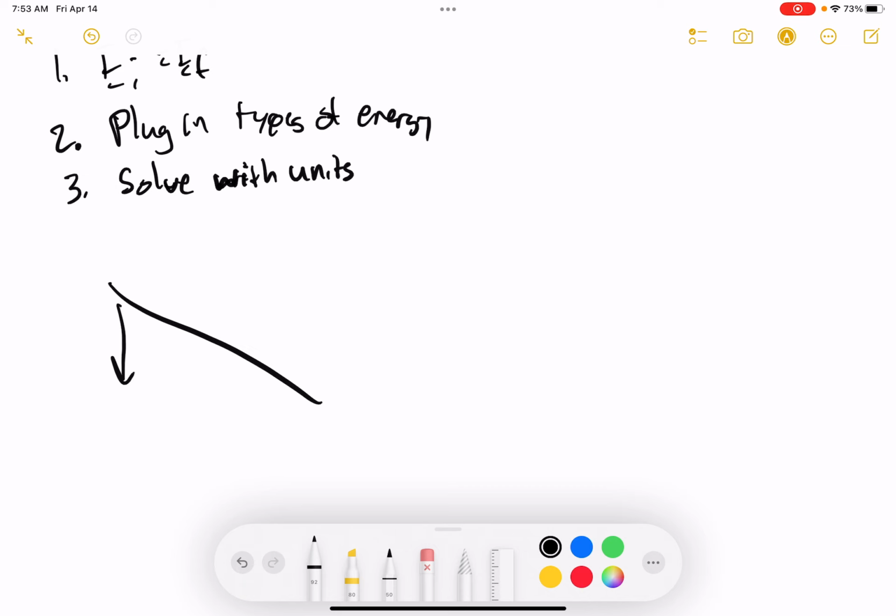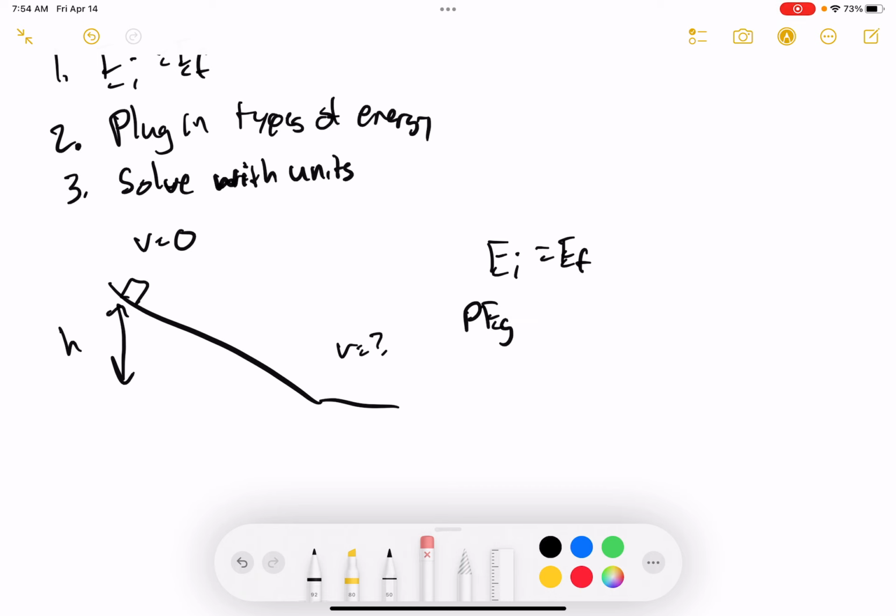Something maybe like this. I have an H here, a ball, not a ball, a box is sliding down with no friction. And I want to know the v here. The initial velocity is 0. So all we need to do is EI equals EF. At my initial point, I have potential energy, so PEG, potential energy from gravity, plus I have no kinetic energy because the velocity at this point is 0. So this will equal, at the bottom, all this potential energy is going to be gone, so I'll be left with just KE.